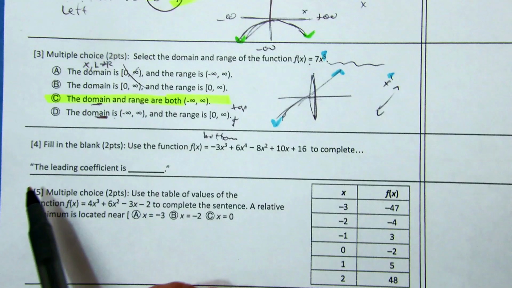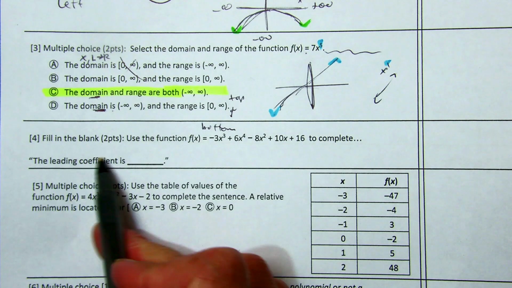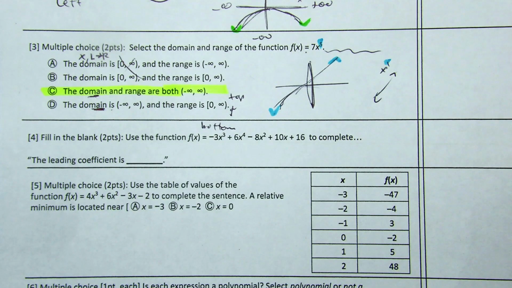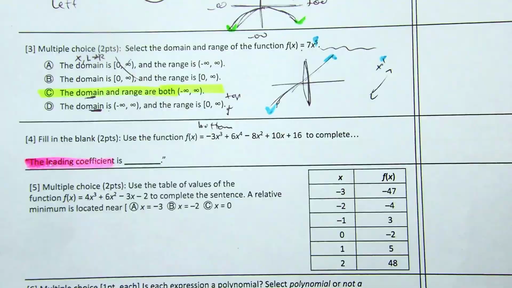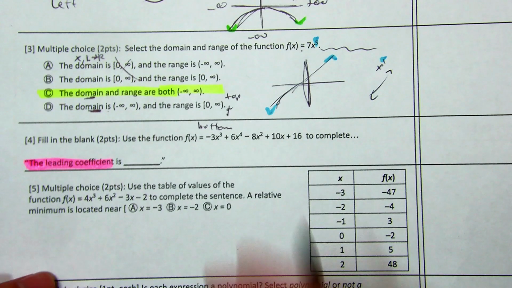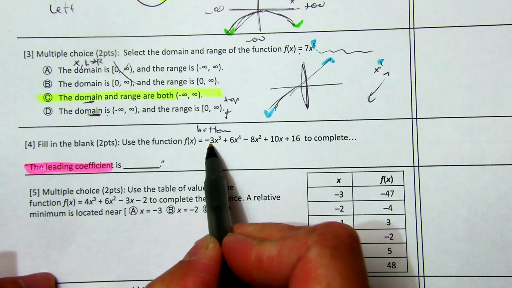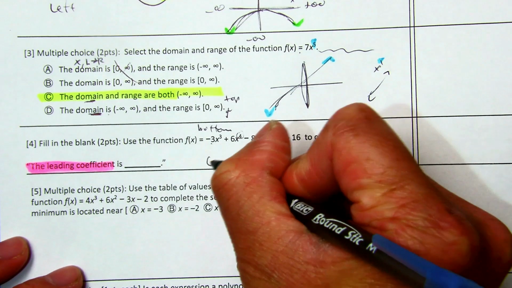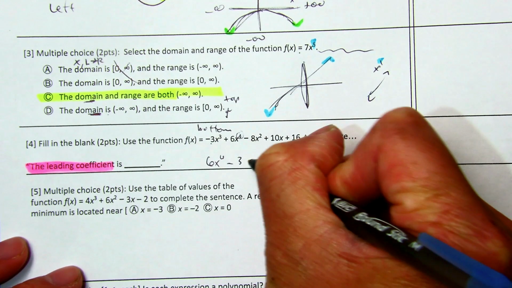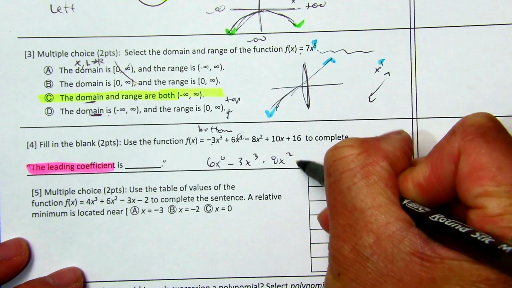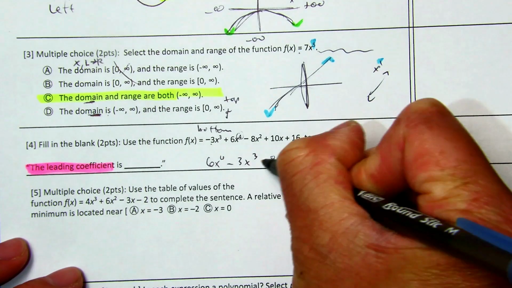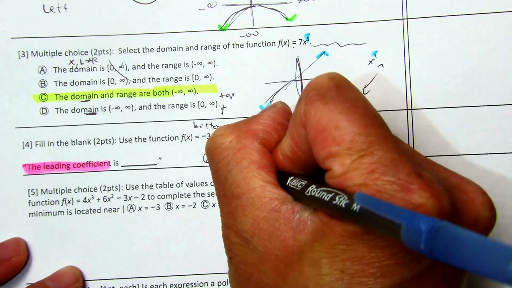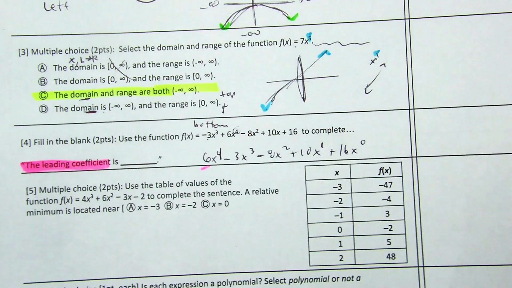Number 4, fill in the blank, use the function to complete, and the leading coefficient is the number in front of the highest degree. Probably the most common mistake would be negative 3. This would be wrong because it's not in the highest degree. So it's 4, 3, 2, 1. That's why I call it a 1. And then 16 is 16x to the 0. So the leading coefficient would be this one, which would be 6.